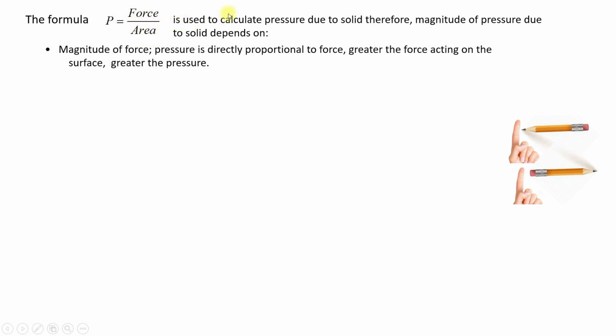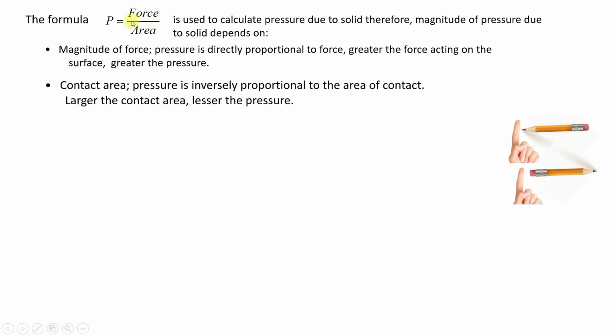This formula is used to calculate the pressure due to a solid. Therefore, the magnitude of pressure due to a solid depends on two factors, which are visible from the formula itself. Firstly, pressure due to a solid depends on force, and secondly, it depends on the contact area, or area of contact.